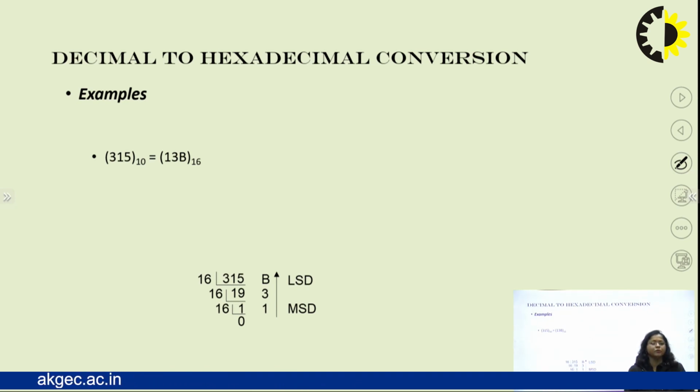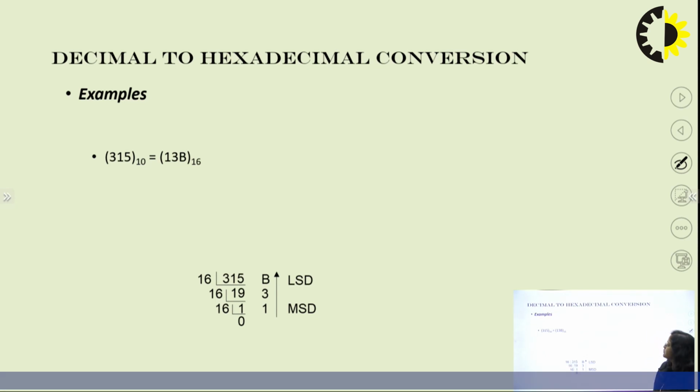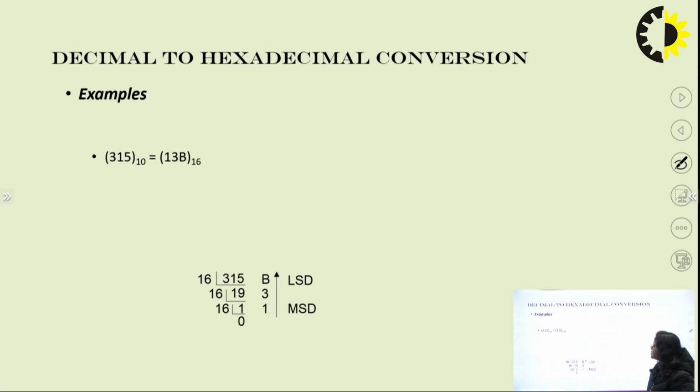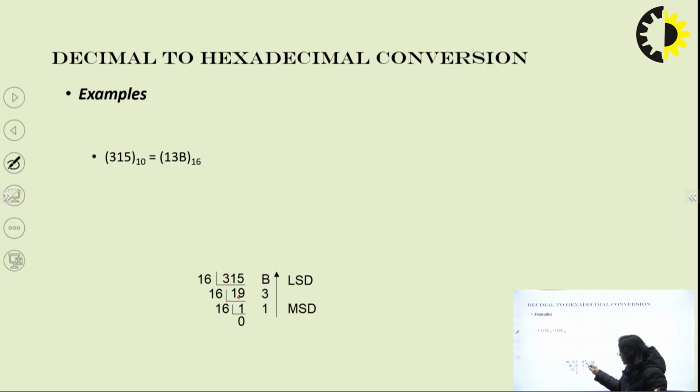From octal, now we move towards hexadecimal. How to convert any decimal number to hexadecimal? We use the same procedure, that is, divide the number by 16 and retain the remainder in reverse order. So 315 divided by 16, that is 19, and the remainder is 11, which is written as B. Then 19 divided by 16, quotient is 1, remainder is 3. So we write 1 3 B.